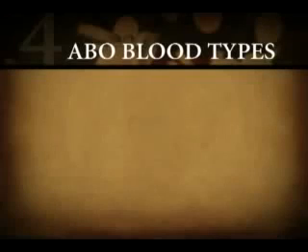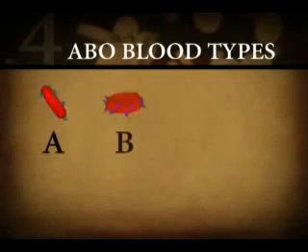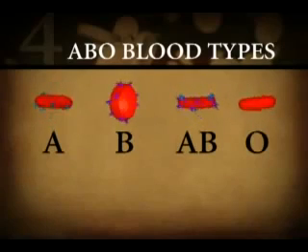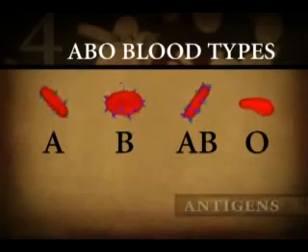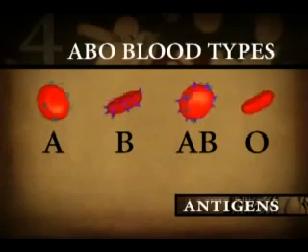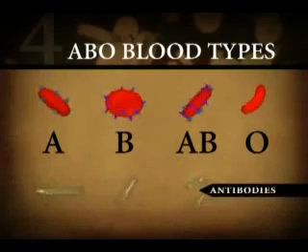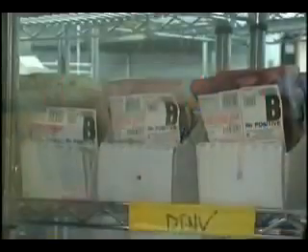There are 4 ABO blood types: A, B, AB, and O. Each is characterized by the presence or absence of different antigens found on the surface of red blood cells and the presence or absence of different antibodies circulating in the blood.